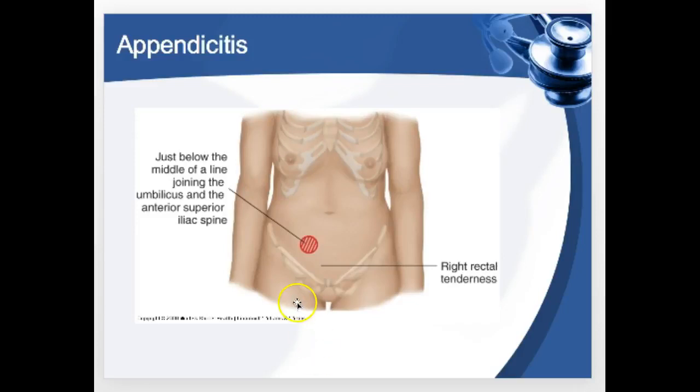This is the location of the appendix. It's the most common anatomical location. So here's your ASIS, the anterior superior iliac spine, and then here's your umbilicus. One third of the distance is going to be this point right here.